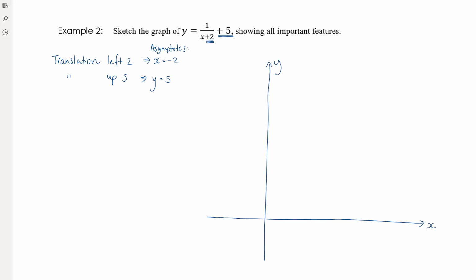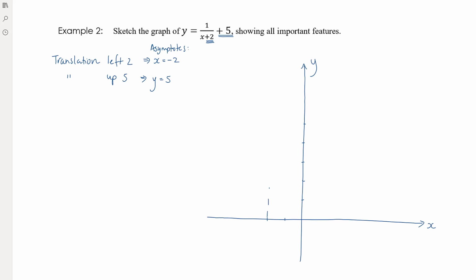Okay, sorry, I should have moved this over. Okay, so I'm going to have, let's say, 1, 2, 3, 4, 5.